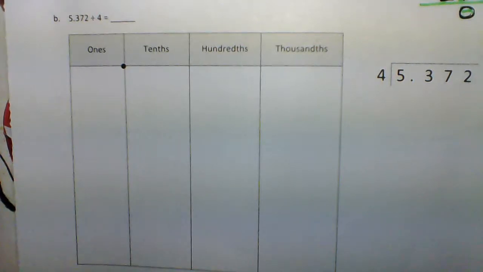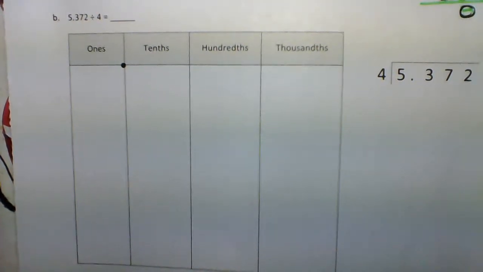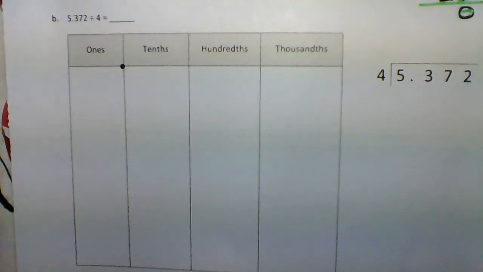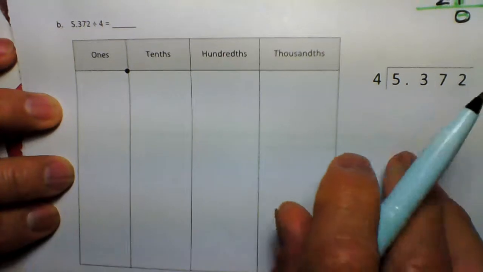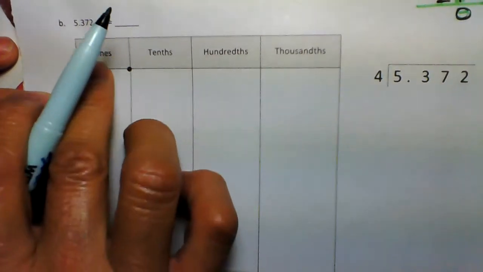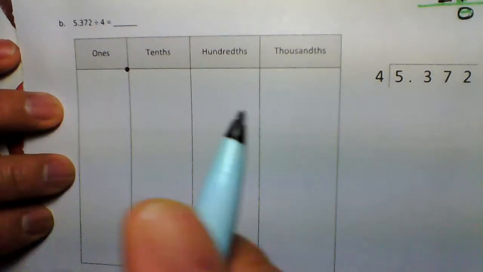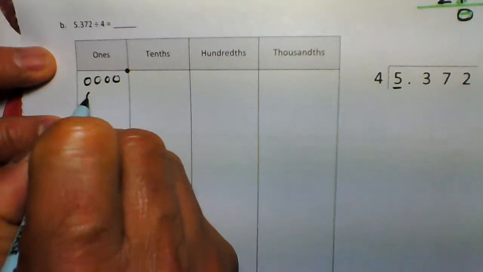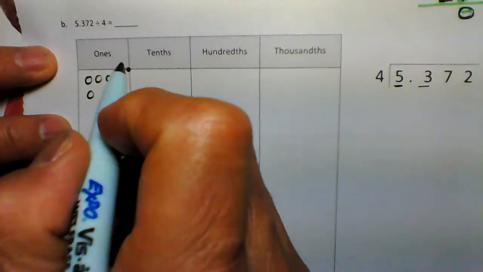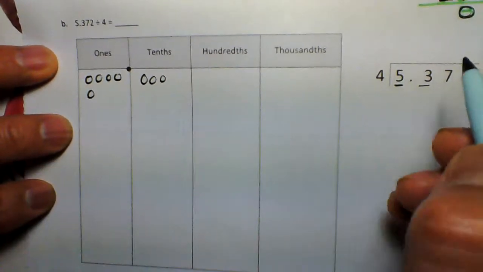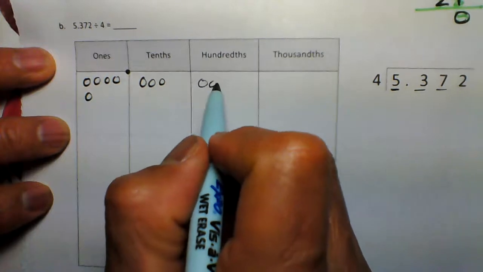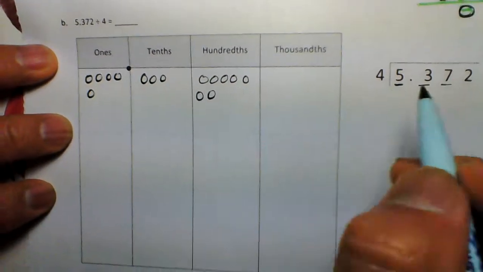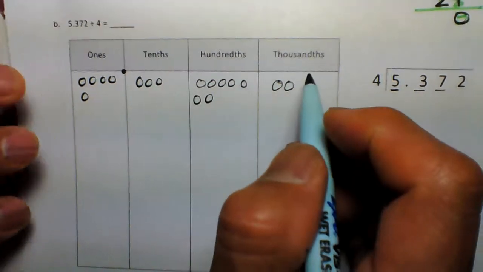Hello my friends, we're back with part 2 of lesson 14 from module 1, and let's start in a different way this time. Whatever number is inside, we're going to show it right here on our place value chart. It says that there are 5 ones, 3 tenths, 7 hundredths, 6, and 2 thousandths. Okay, there you go.